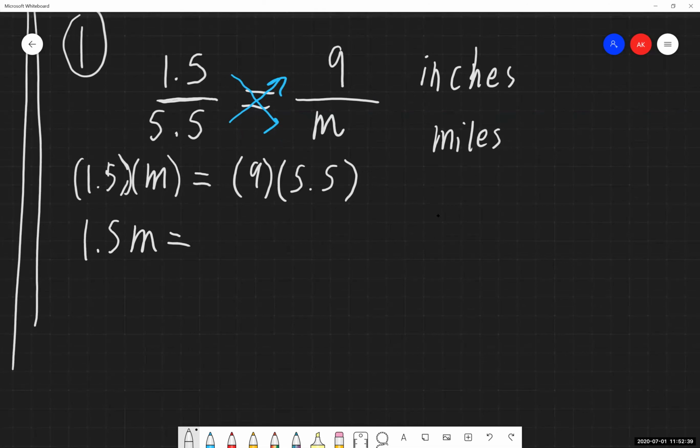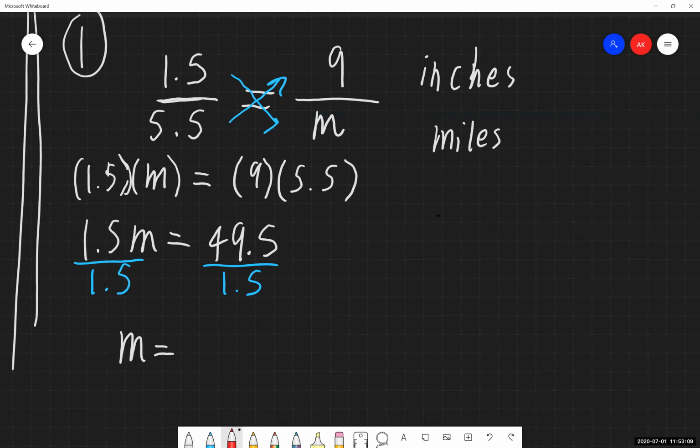And then I don't know what 5.5 times 9 is, so I'm just going to apply the calculator for that. So just doing that off screen, you can use your calculator for that as well. And we're getting 49.5 for that. Now I don't want 1.5 M, I just want M, so I'm dividing both sides by 1.5. I'm getting M is equal to, and then apply your calculator again, because I don't know what the number is off the top of my head. I don't expect you guys to. I'm getting 33.